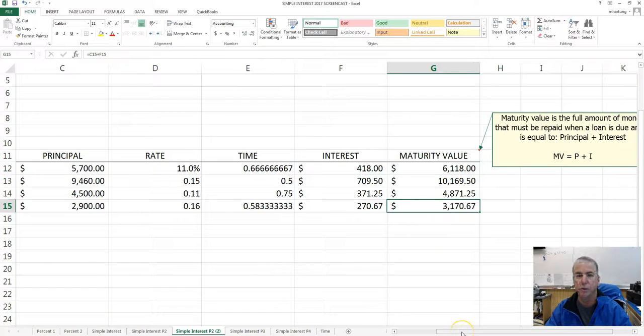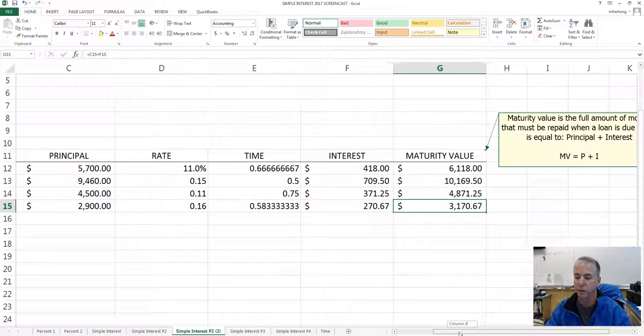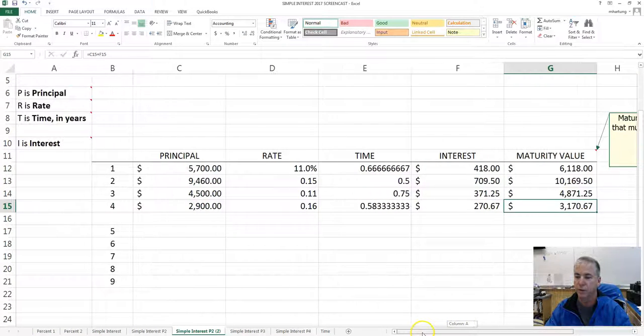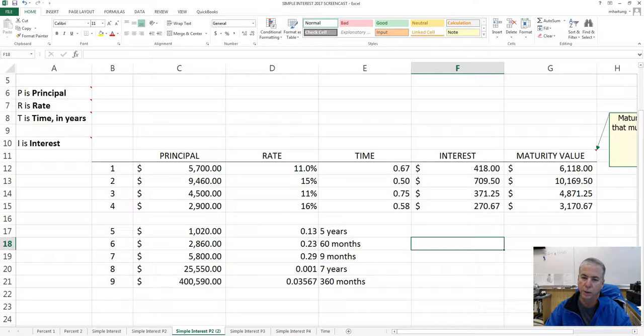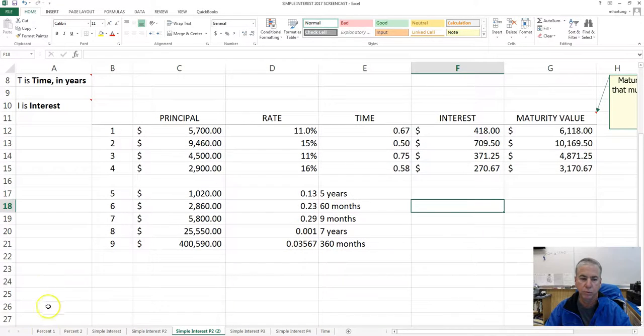So I'm going to put up some new values for you to use for this lesson, for you to go ahead and do the calculations. I will put in the principal amount, the rate and the time, and then you will calculate the interest and maturity value. And so here are the values for you, items 5 through 9.